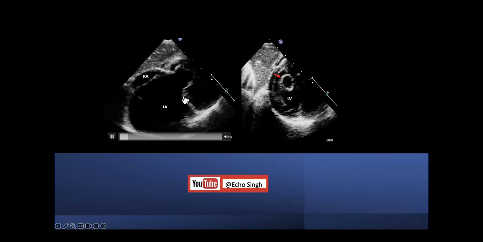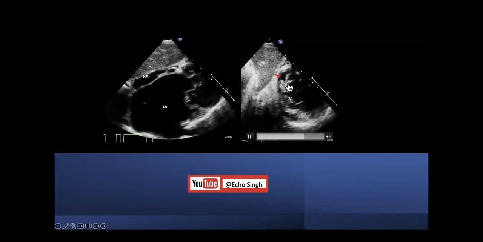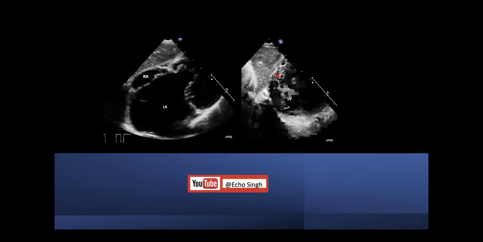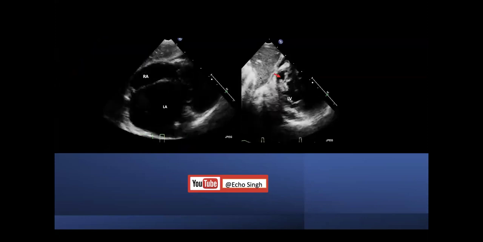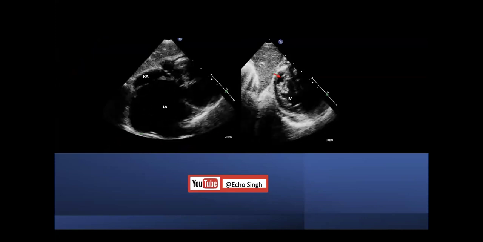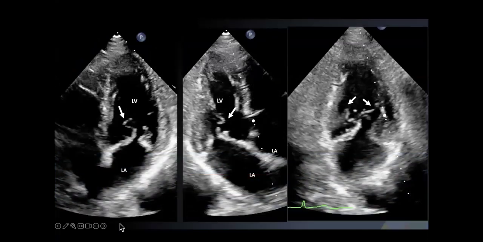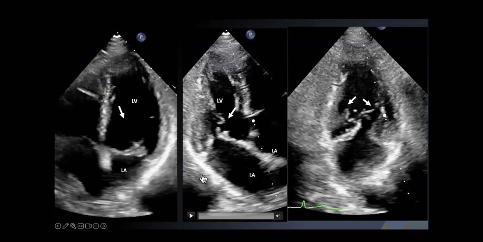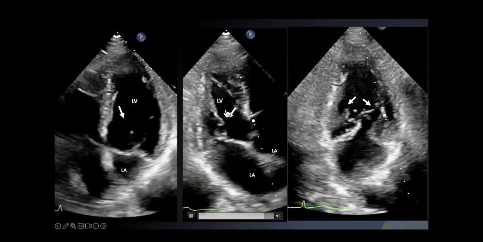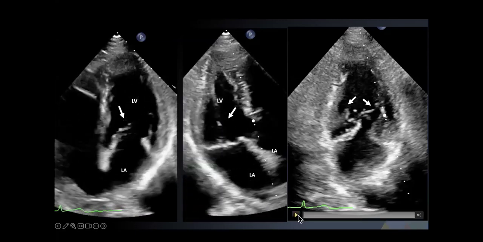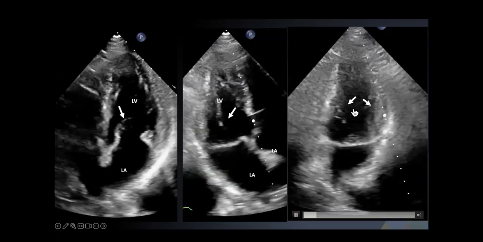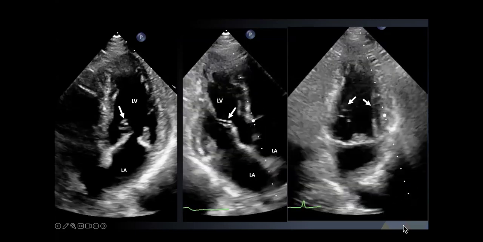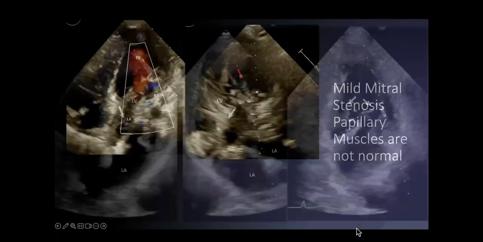Now you can see this part is atretic, and then you can see this is attached to the single papillary muscle. So this is a double orifice mitral valve with the parachute on one side, and the other orifice is atretic. Be cautioned that many a time you see many lax chordae, and don't jump to a diagnosis of a parachute valve. If you see two papillary muscles, then this is not a parachute valve. These are just lax chordae, which are common in mitral valve prolapse and even otherwise.